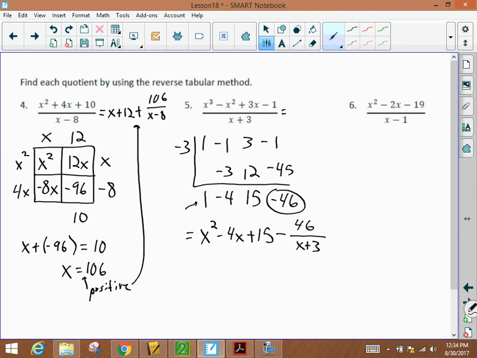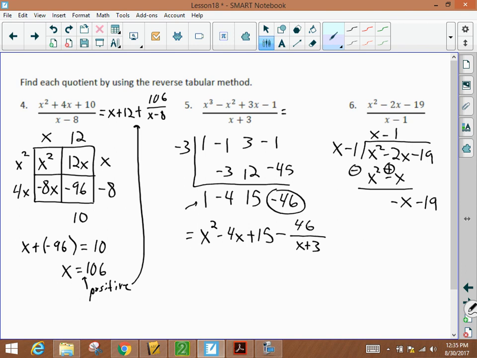Okay, reverse tabular method? Sure, why not? I don't know. Actually, we've done everything but long division. Let's do that instead. Here we go. X squared. Looks like I don't need any placeholders. That's awesome. That's going to be an x. There's an x squared minus x. Change the signs. Add. That gives me a negative x. Drop the negative 19.